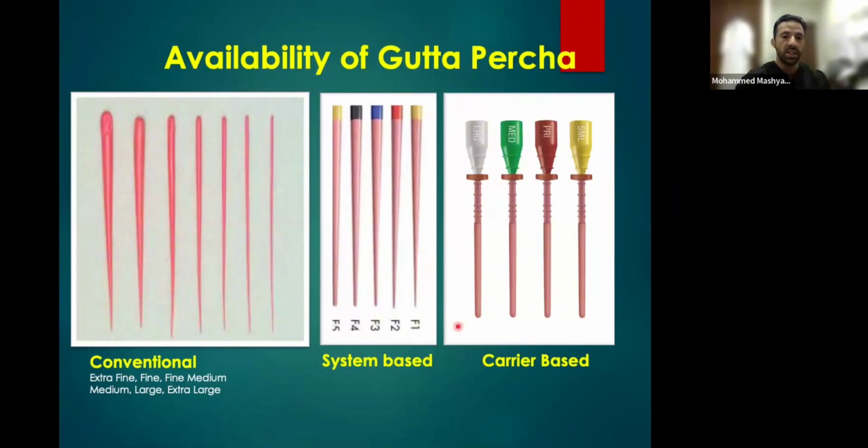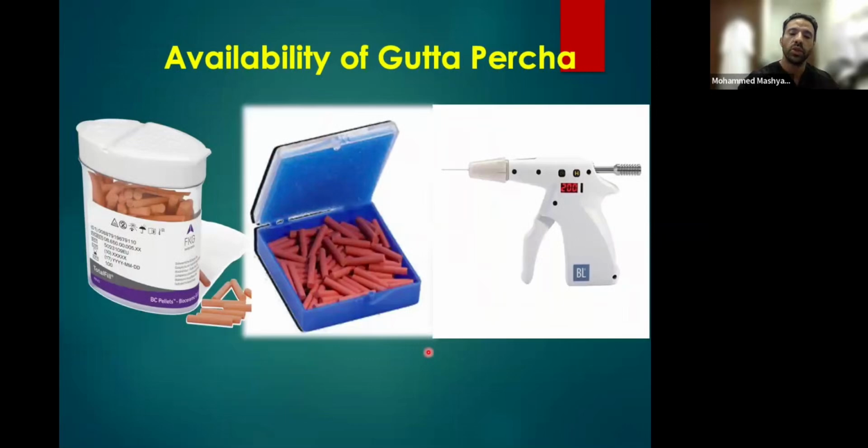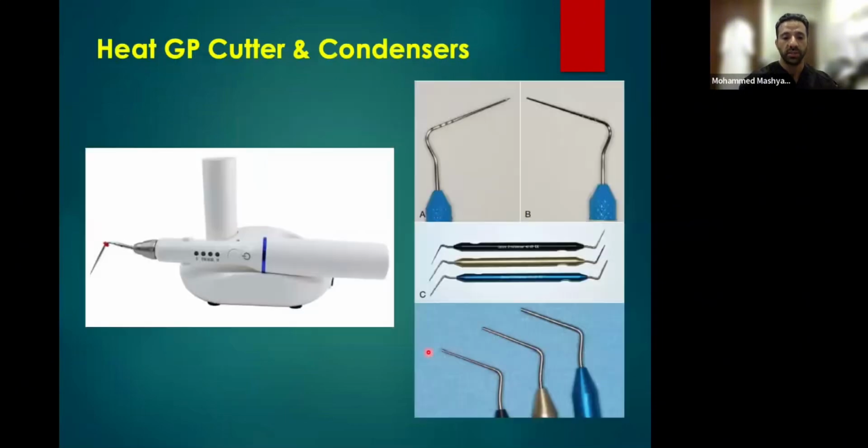And also we have the injectable one. This will be needed when we use warm vertical condensation, where you cut very deep. Then you have to fill the rest of the canal with the gun. We're going to show you all of this later.